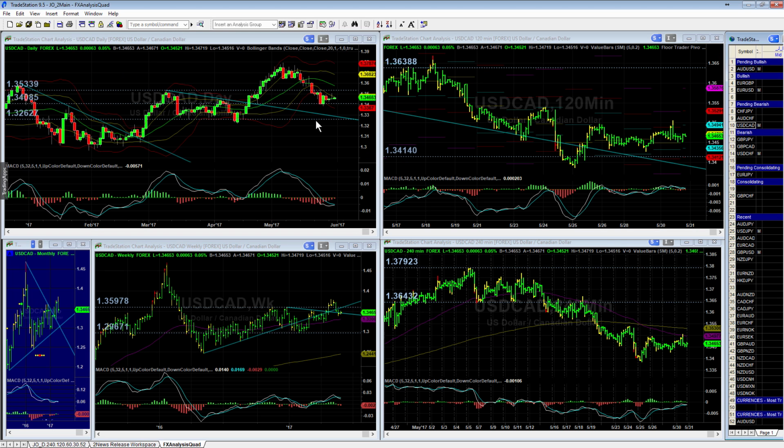For the dollar loonie, very similar in that it went down and tested this 1.34085, did a tweezer, and then has been hovering in a consolidation sense. So to see if it's going to break higher or go lower. Our daily MACD is telling us it wants to break lower. Okay, and we're sitting right on this weekly trend line at the time of this recording.